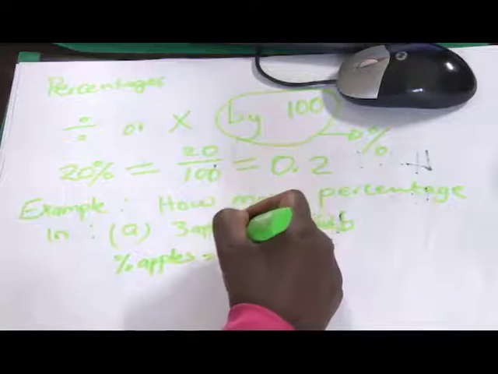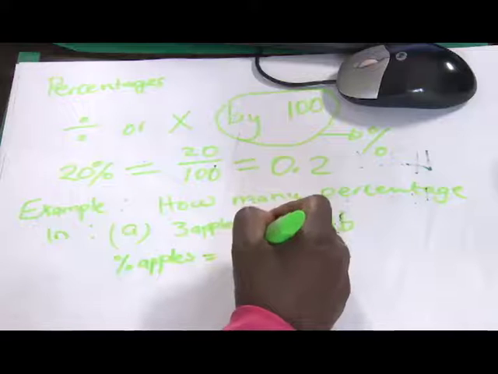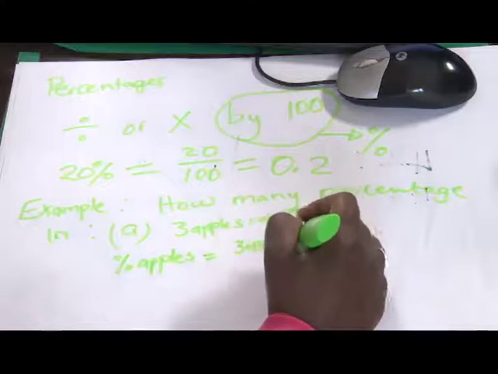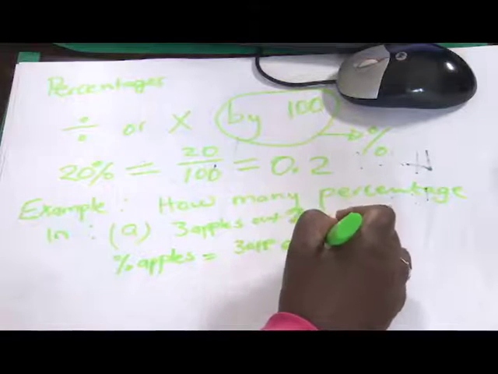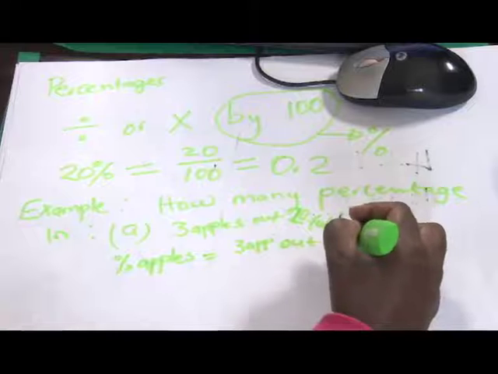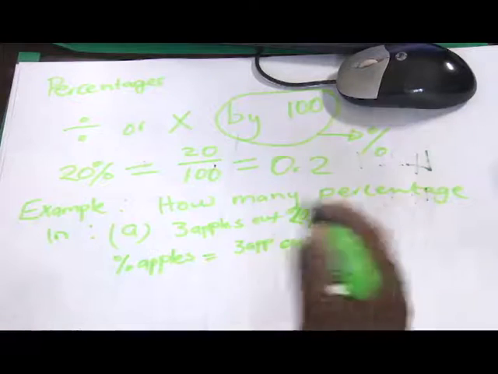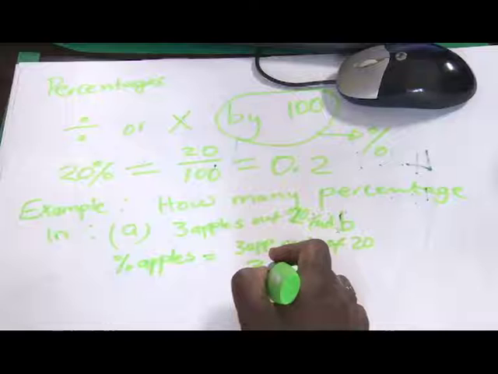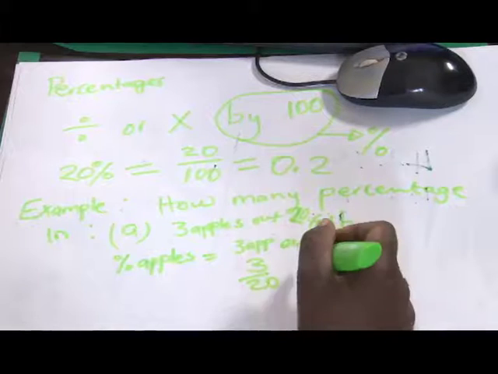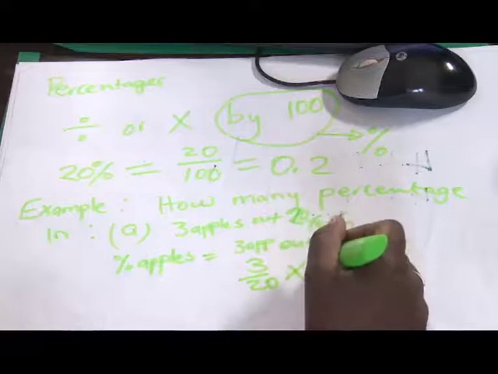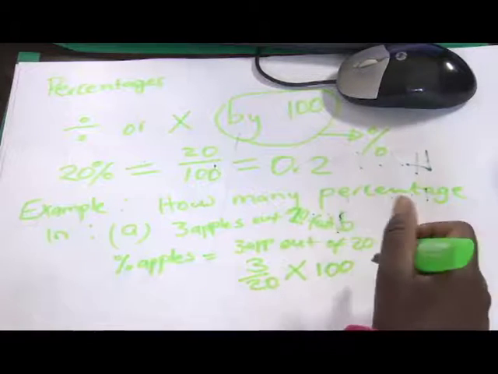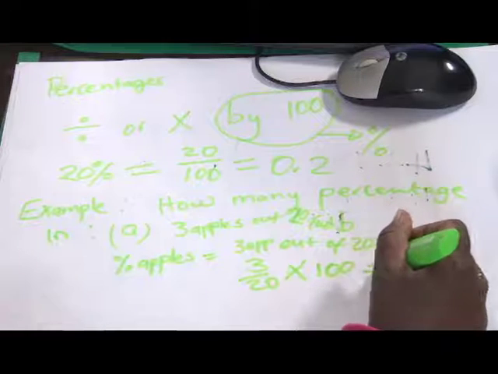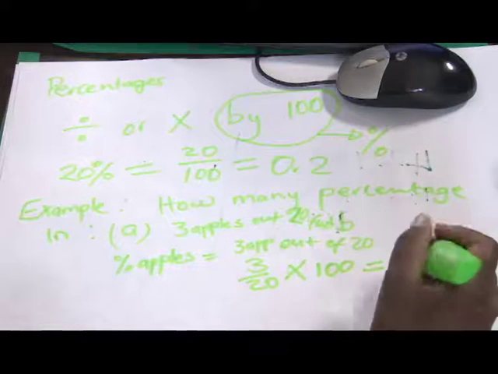Then we have 3 apples out of 20, of a total of 20 fruits. So what we can do, we divide 3 by 20, and then we multiply by 100 so that we can get a percentage. And that should give us the answer.